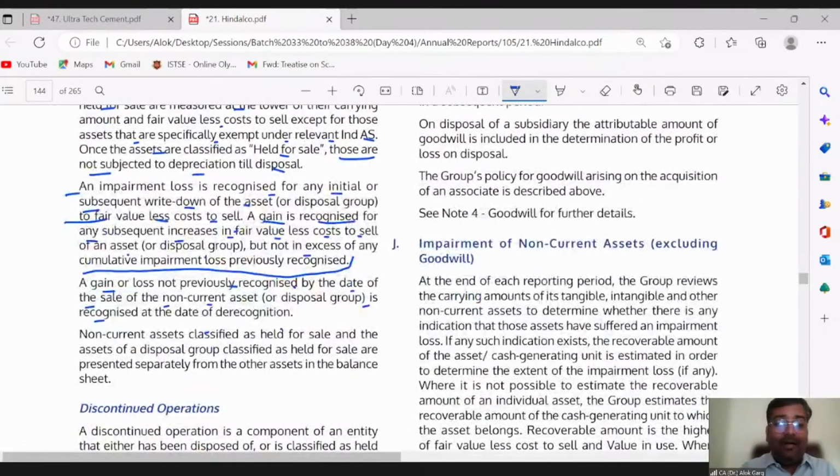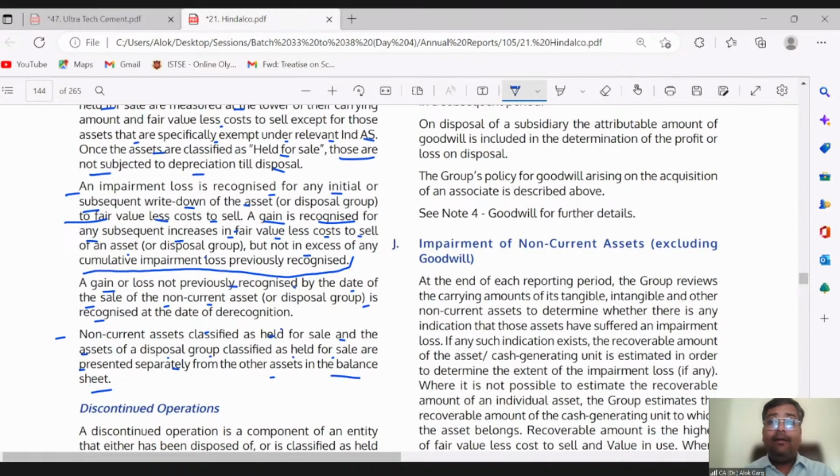Clear? Non-current asset classified as held for sale and the asset of a disposal group classified as held for sale are presented separately from other assets in the balance sheet. I have shown you that the non-current asset held for sale, disposal group, liabilities relating to disposal group has to be shown as a separate line item under current asset category in the balance sheet.